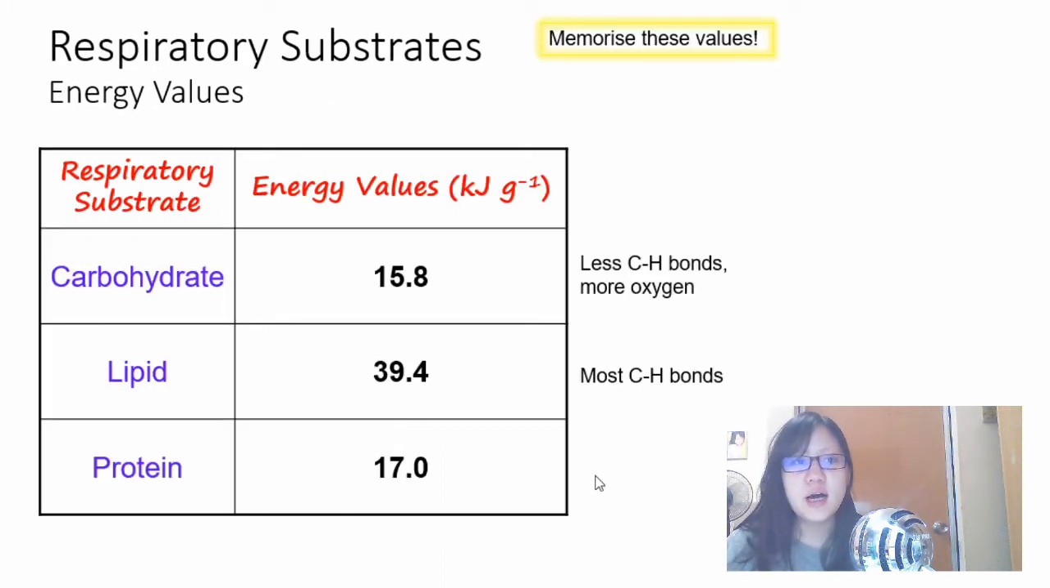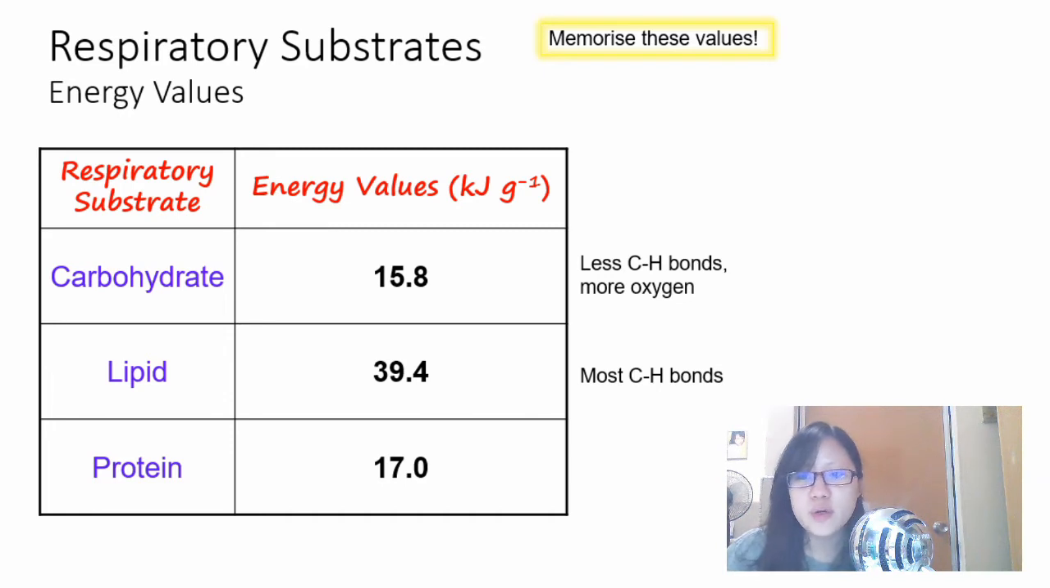Okay, so here are the energy values of the respiratory substrates we know so far. These values have to be memorized. Carbohydrate has 15.8 kilojoules per gram. Lipid produces 39.4 kilojoules per gram, which is a lot more than carbohydrate. And protein only a little bit more than carbohydrate, around 17 kilojoules per gram. You can see here that lipid has the most CH bonds and therefore has the highest energy value. Carbohydrate has the least CH bonds. It has more oxygen comparatively and therefore has a lower energy value.